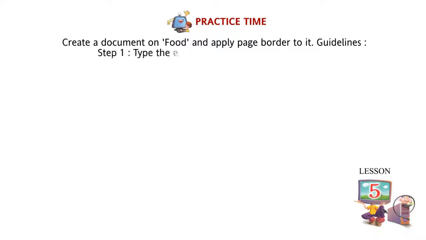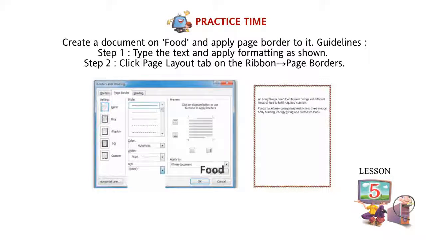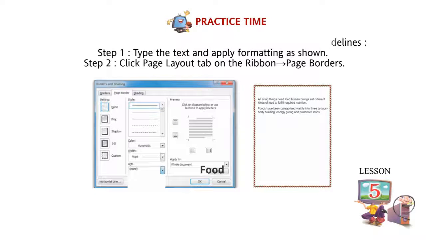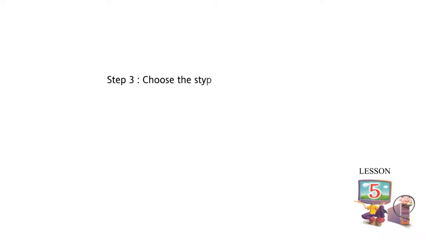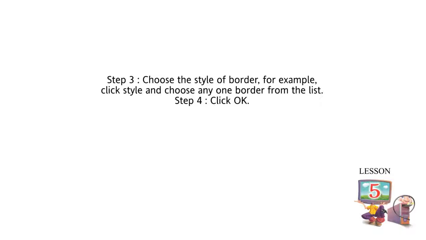Practice time. Create a document on food and apply page border to it. Guidelines. Step 1. Type the text and apply formatting as shown. Step 2. Click Page Layout tab on the ribbon. Then Page Borders. Step 3. Choose the style of border. For example, click Style and choose any one border from the list. Step 4. Click OK.